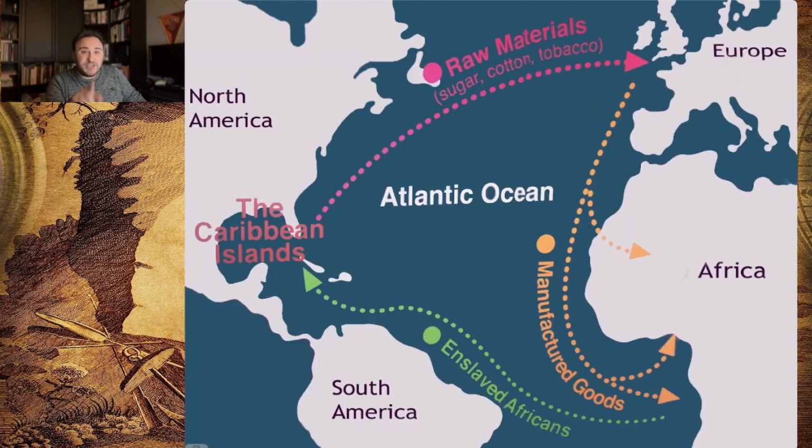And around and around and around it goes. You get this? Raw materials brought to Europe, turned into finished goods brought to the coast of West Africa, exchanged for human beings who are brought to the Caribbean to produce raw materials. And the European powers make money every step of the way. Every step of the way.